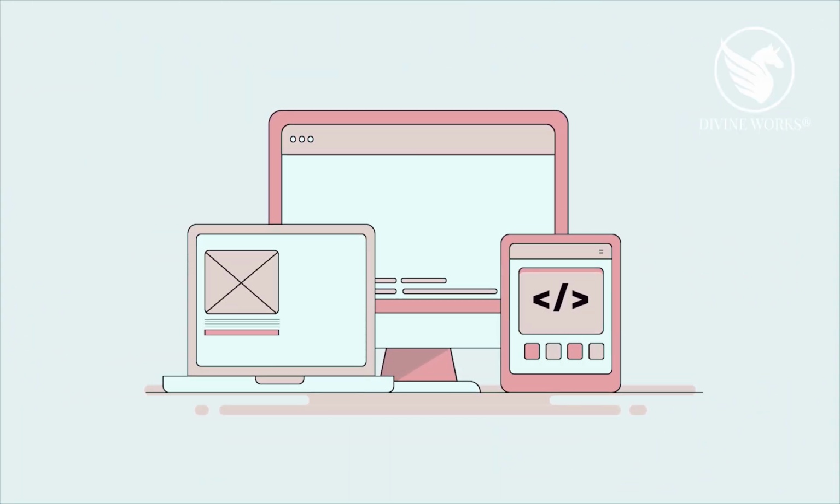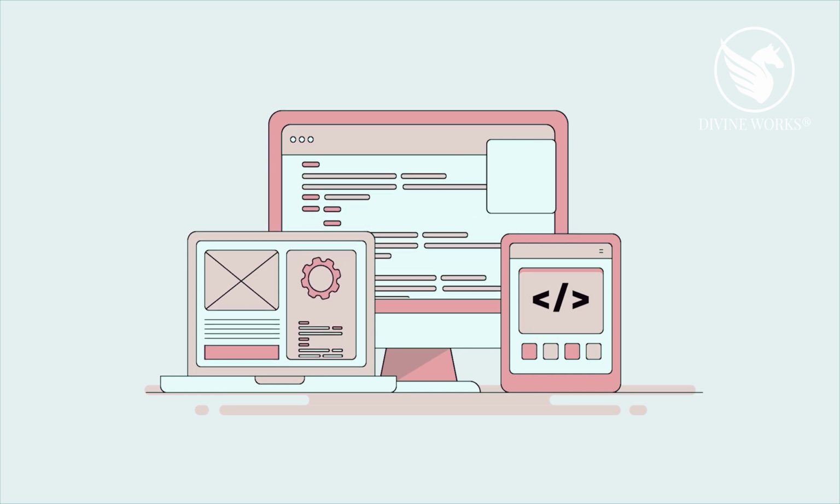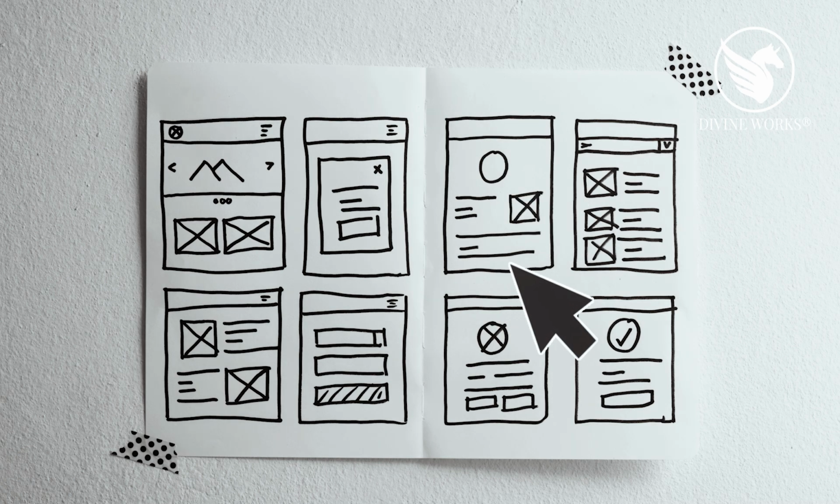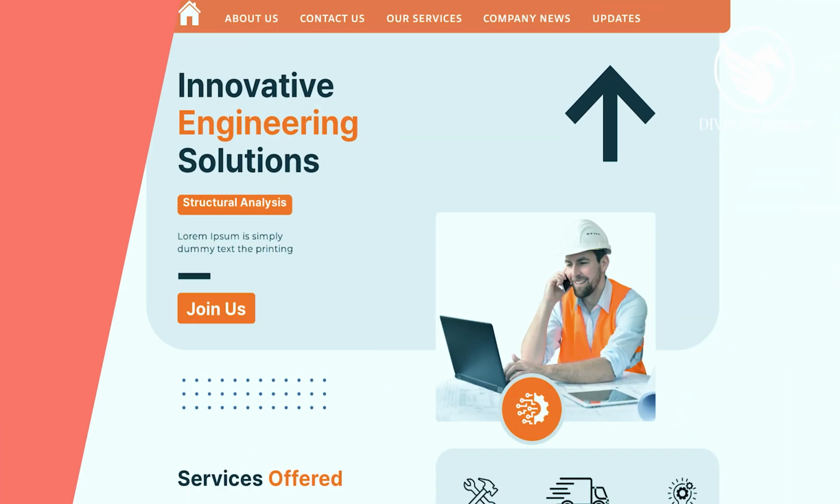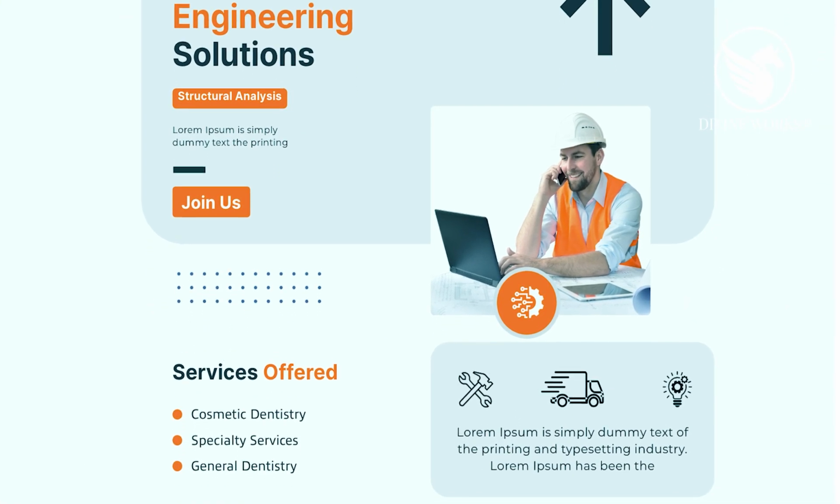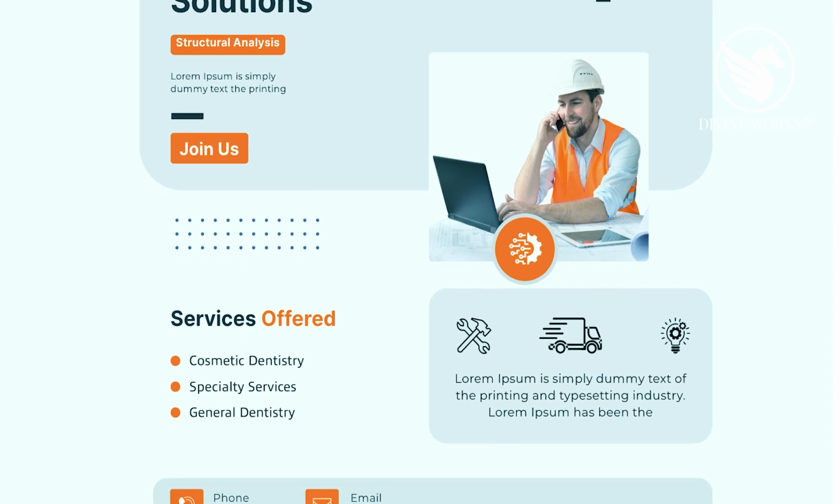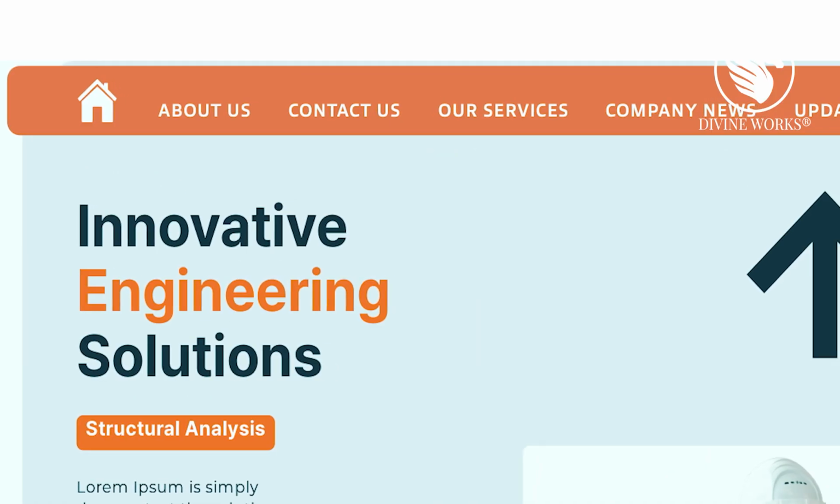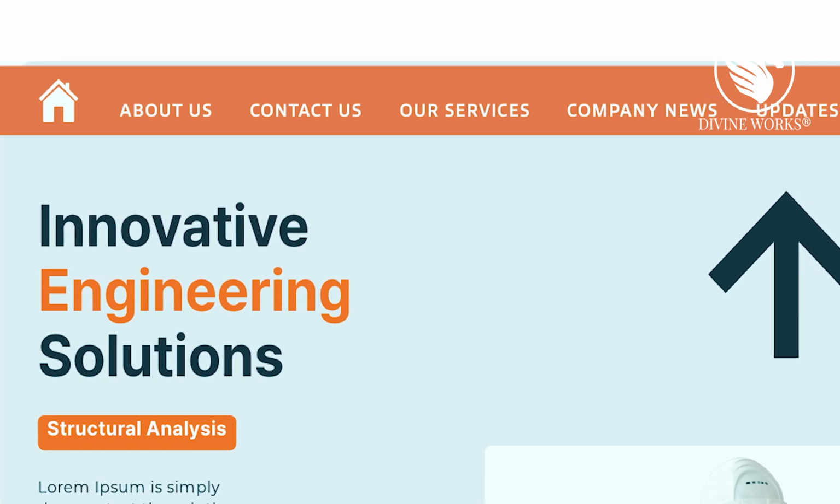Next, organize the content into a clear visual hierarchy. This means arranging the information in a way that makes sense to the user, with the most important information at the top and the least important at the bottom. Use headings and subheadings to break up text, and incorporate white space to give elements room to breathe. White space is not just empty space, it helps to create a clean and uncluttered look, making the content easier to read. Ensure the navigation menu is clear and easy to use, guiding visitors through the site.